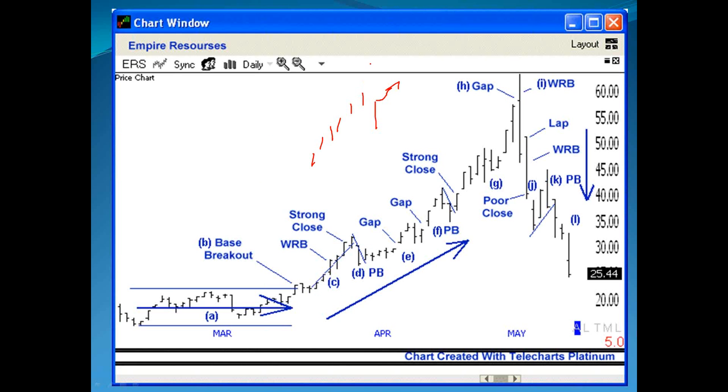But if you get a one-bar pattern that looks like this, even if it closes poorly or whatever, that doesn't mean that that market has turned, okay? You need further confirmation. In this particular case, that market lapped higher, lap meaning a gap, but not above the prior day's high. And then it came back in and it closed poorly.